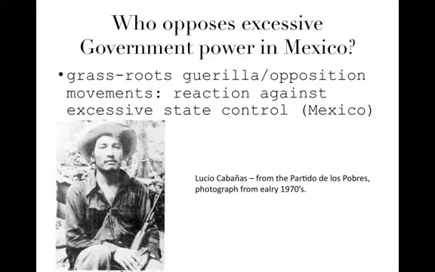But it did have an extremely strong one-party state. And there was opposition to it. And it was armed guerrilla opposition that reacted against the excessive state control in Mexico. And Lucio Cabañas is probably one of the best known guerrilla leaders. He was a rural school teacher who took arms and led different guerrilla movements in the state of Guerrero against this oppressive power of the state in Mexico.